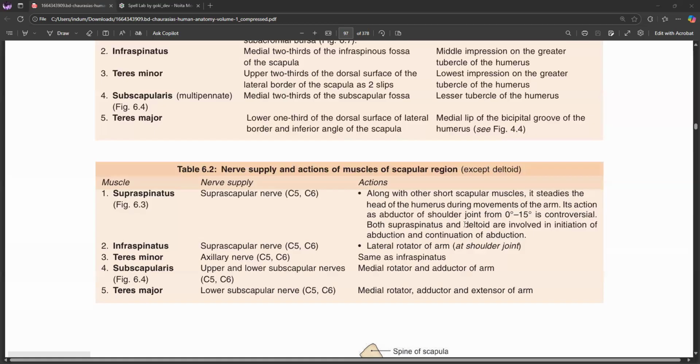Infraspinatus, nerve supply. Suprascapular nerve C5, C6. Lateral rotator of arm at shoulder joint. Teres minor, nerve supply, axillary nerve C5, C6. Action same as infraspinatus. Subscapularis, nerve supply, upper and lower subscapular nerves C5, C6, medial rotator and adductor of arm. Number 5, teres major, nerve supply, lower subscapular nerve C5, C6. Actions, medial rotator, adductor and extensor of arm.